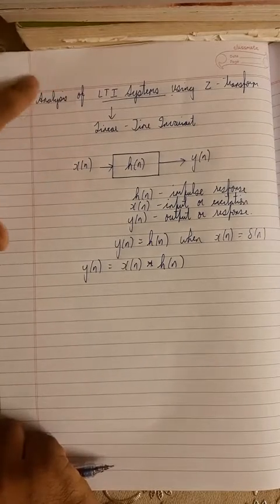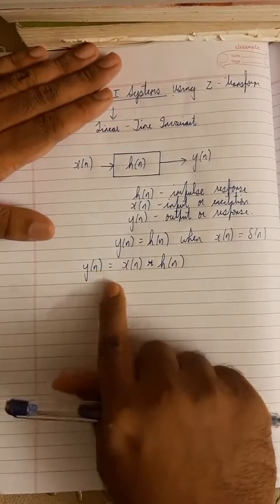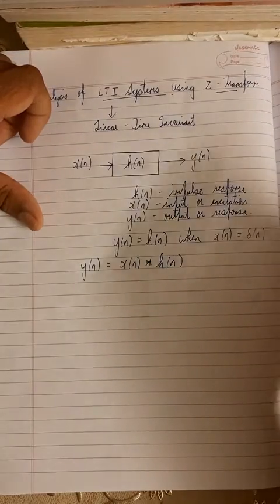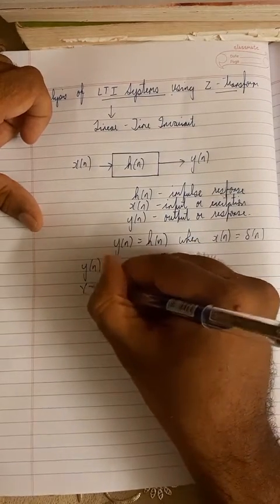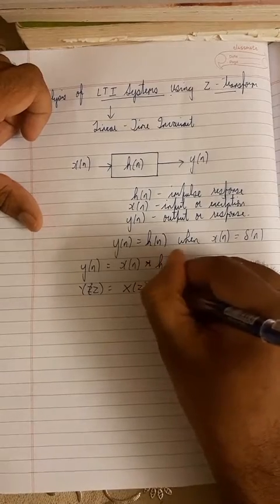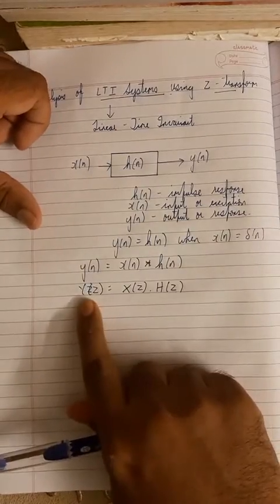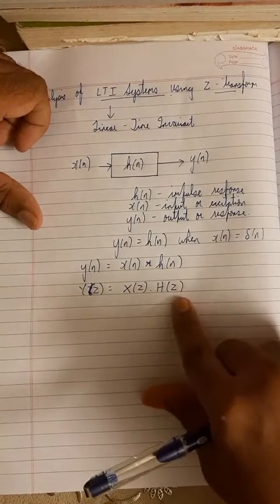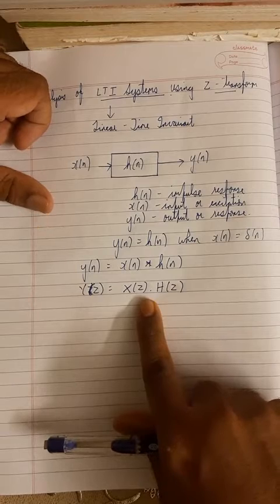Okay, and just like in Laplace transform, one of the main advantages of using Z transform is that if I apply Z transform to this equation, then I get the equation as Y of z is equal to X of z into H of z. This is the convolution property that you have studied earlier. Y of z is equal to X of z into H of z. That is basically convolution in time domain is nothing but multiplication in z domain.